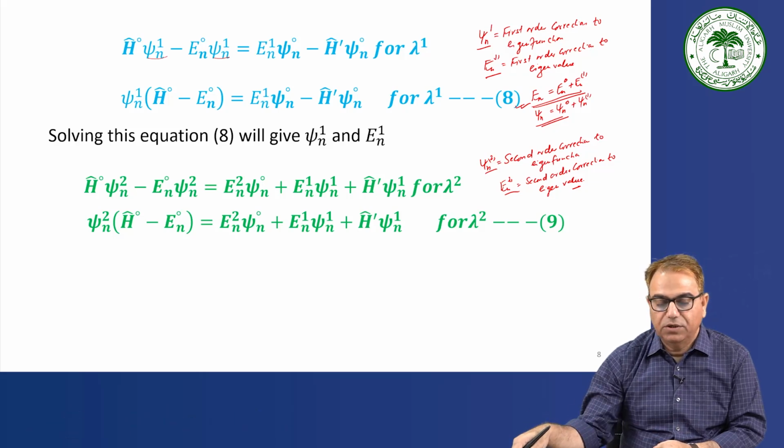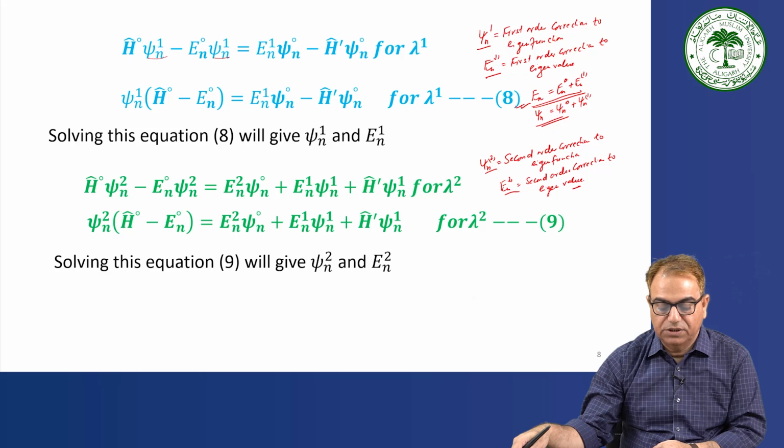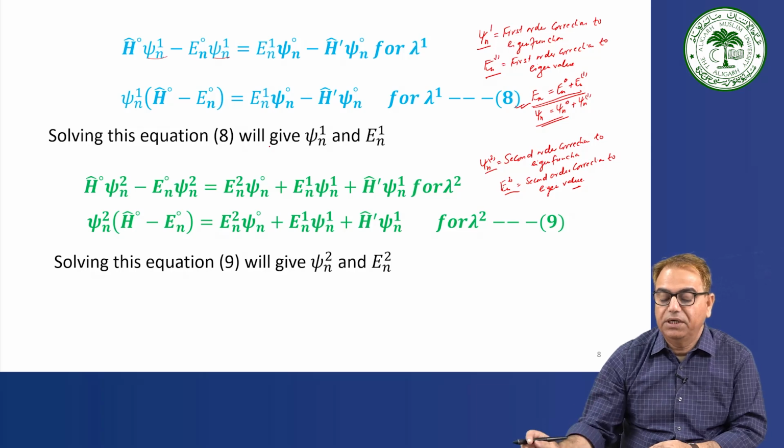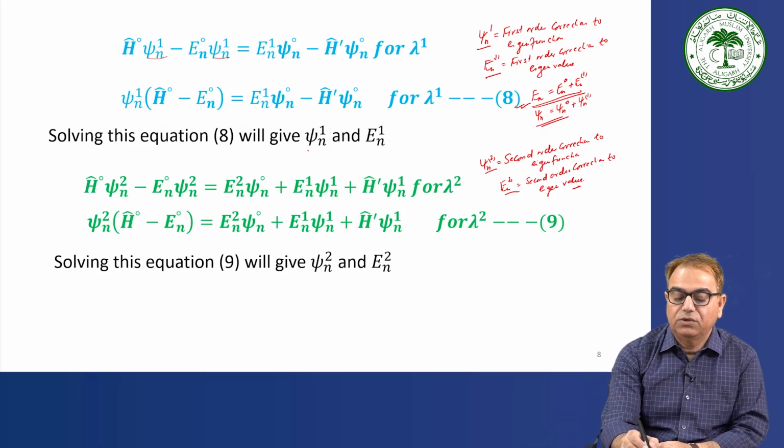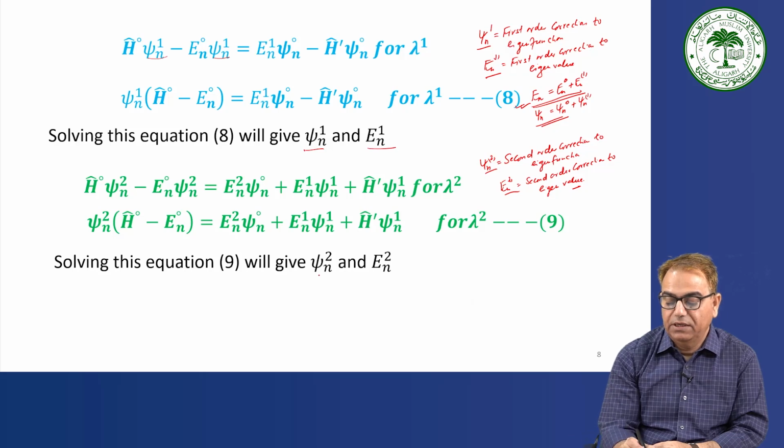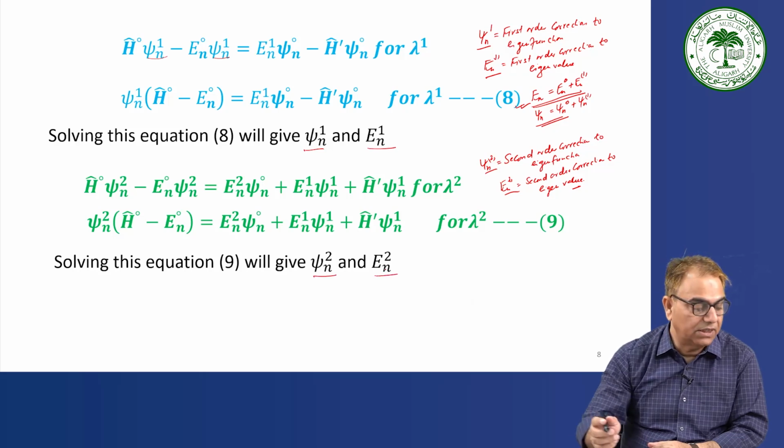If you solve equation number 9, you get psi n2 and En2, the second order corrections. If you solve equation number 8, you get psi n1, the first order correction to the eigenfunction, and the first order correction to the energy.